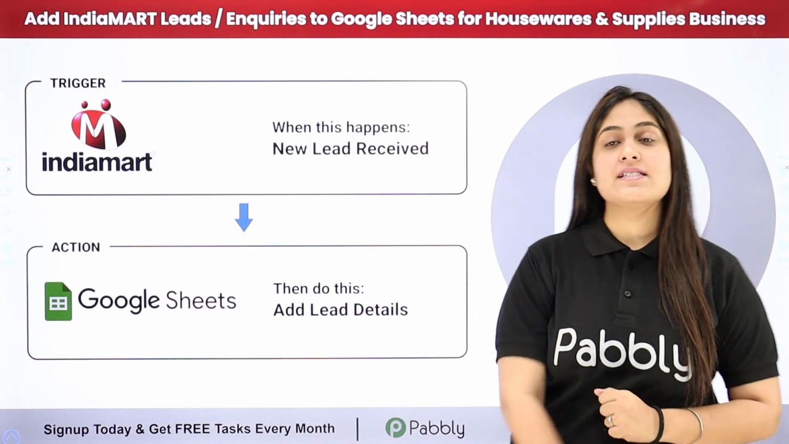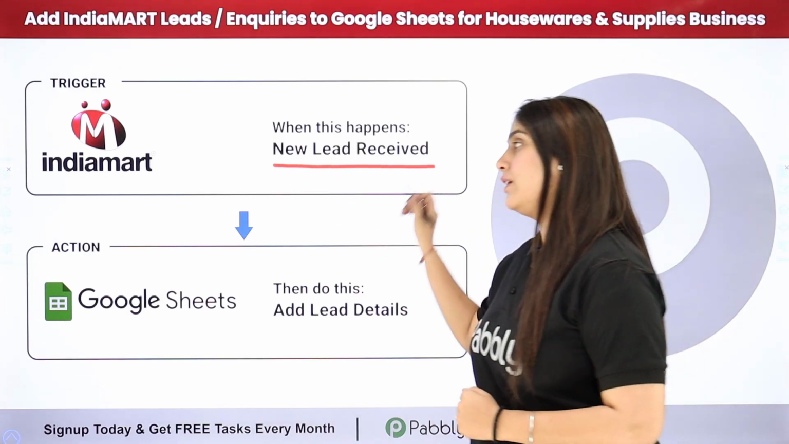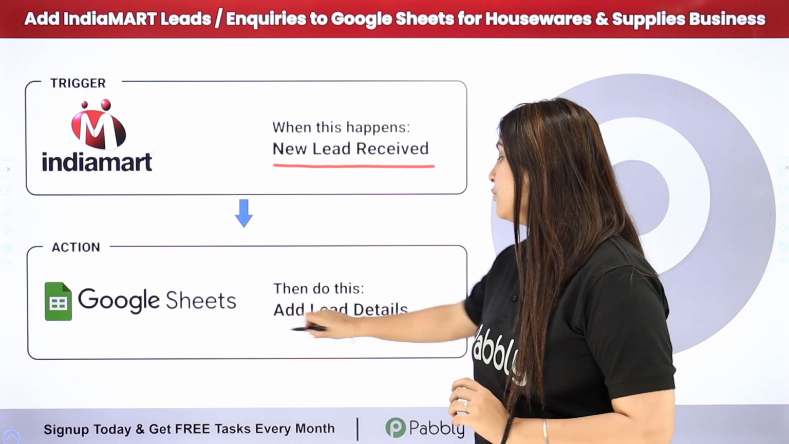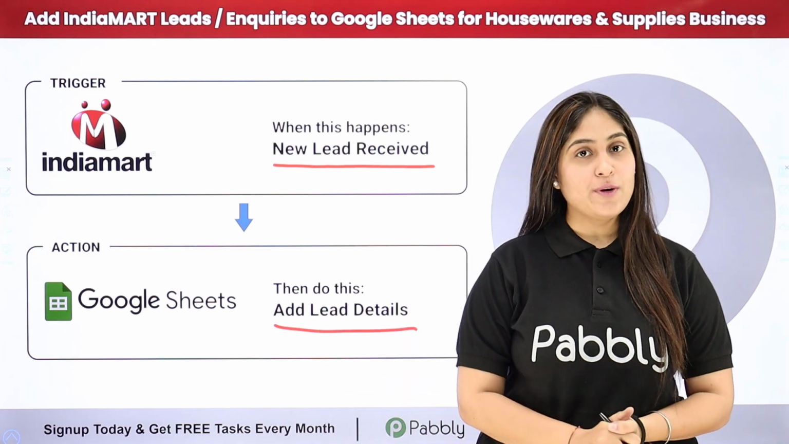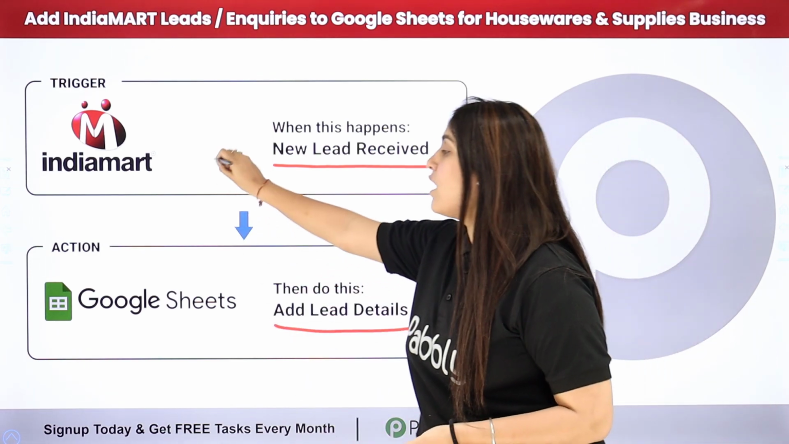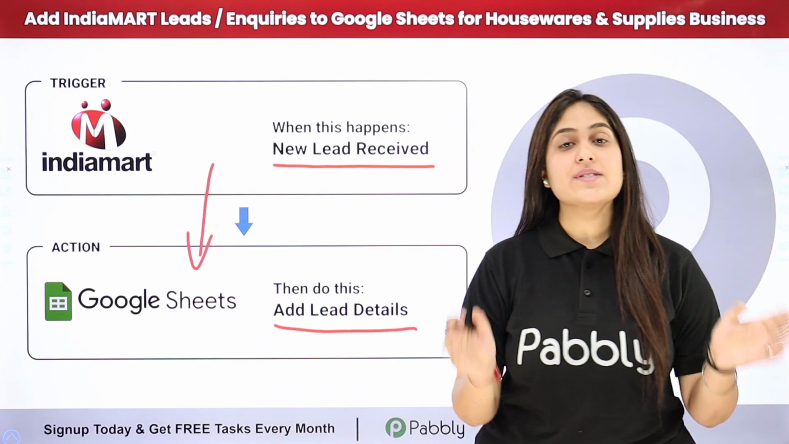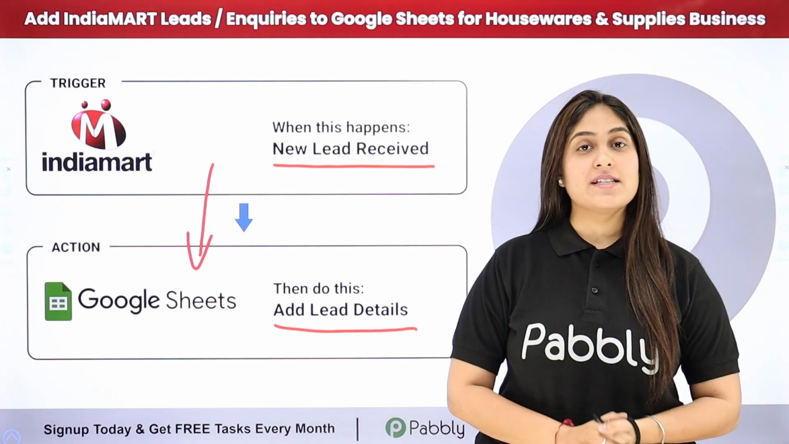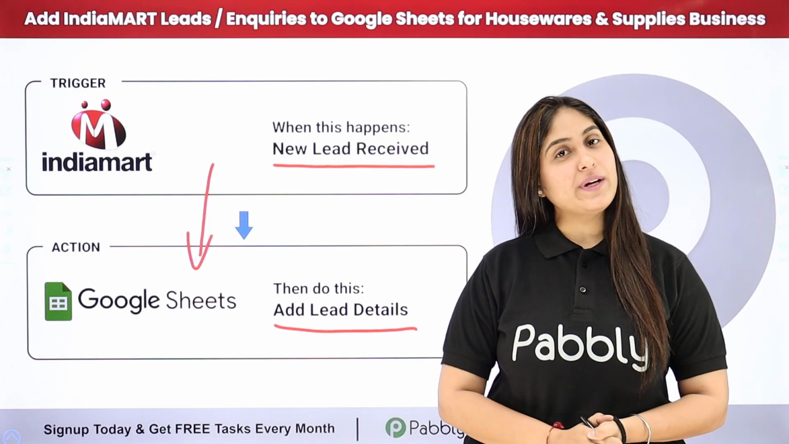So here my objective is that whenever I receive a new lead or inquiry through my IndiaMART, then I want to add the details in my Google Sheets as a new row. So to automate this entire process, I need to connect my IndiaMART account with my Google Sheets account using an automation software named Pabbly Connect. So to learn this process step by step, let me take you to my screen.